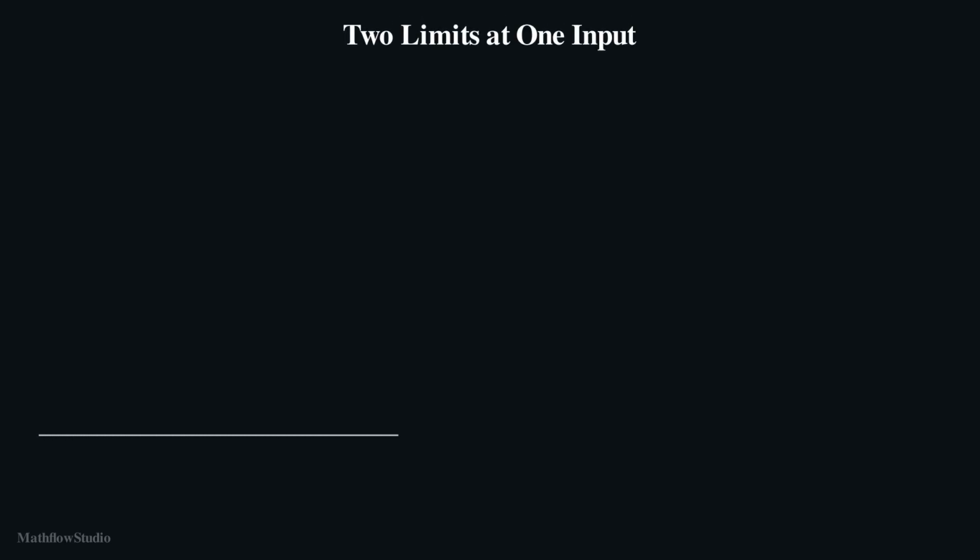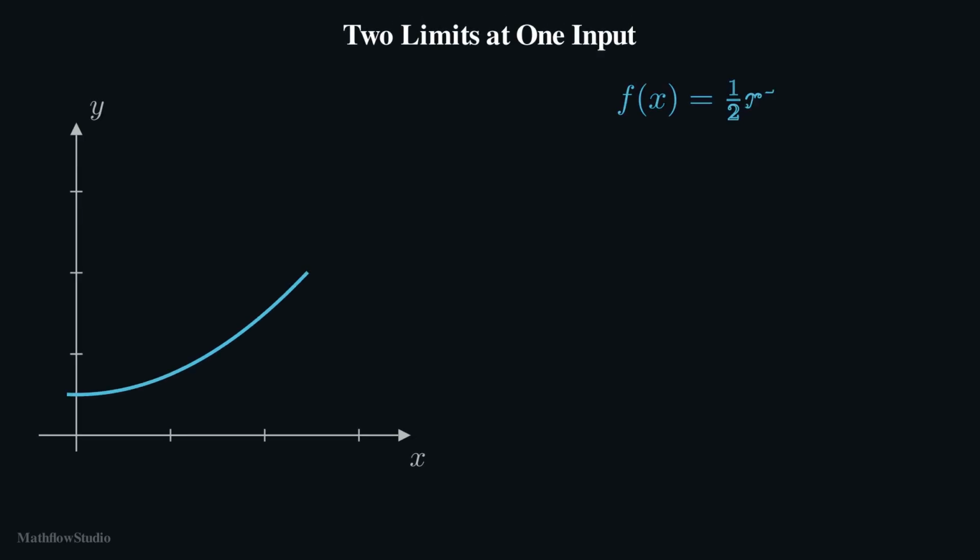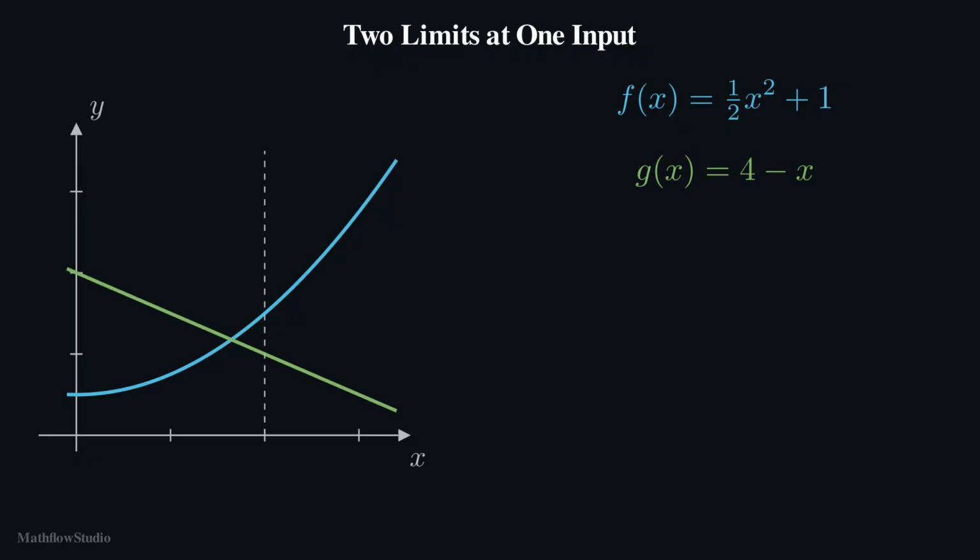A limit law combines two limits that already exist at the same input. The first function is a parabola and the second is a line. One particular input matters, and that input is 2. The first function approaches 3 as its input approaches 2. The second function approaches 2 at that same input.